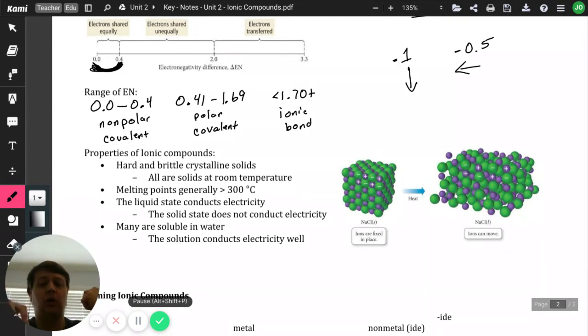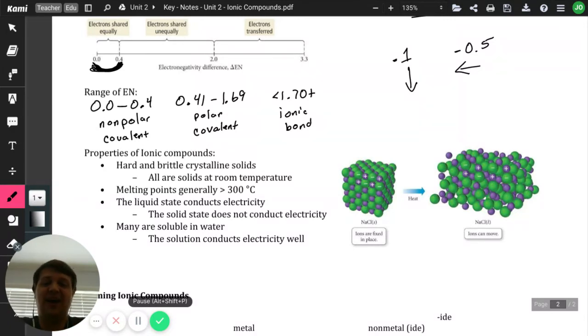Ionic compounds are all going to be solid at room temperature. It's just one of their properties. And so if you think you've got something that's ionic and it's not a solid at room temperature, then it's probably something else. Okay. Melting points are generally greater than 300 degrees Celsius. Now, again, room temperature is not 300 degrees Celsius, and so we will be seeing those substances sitting as a solid.